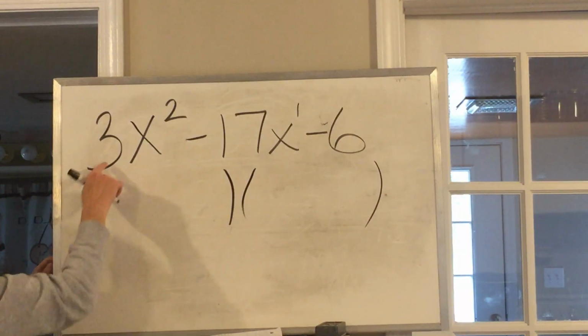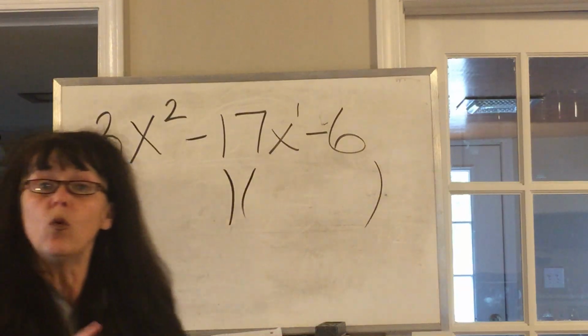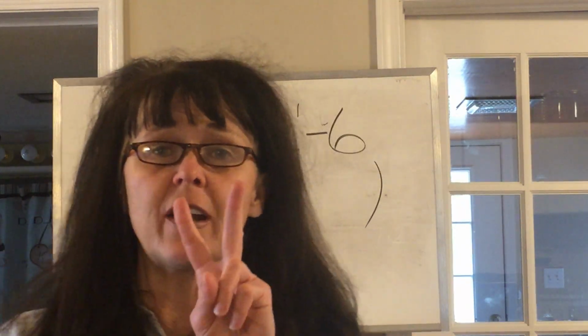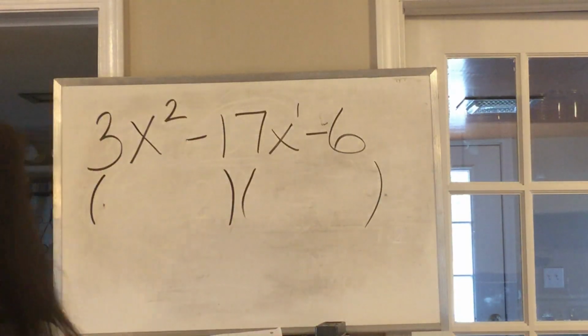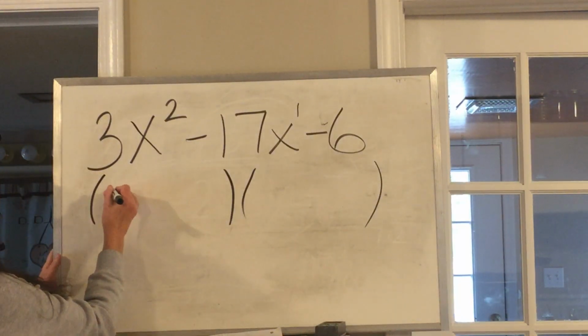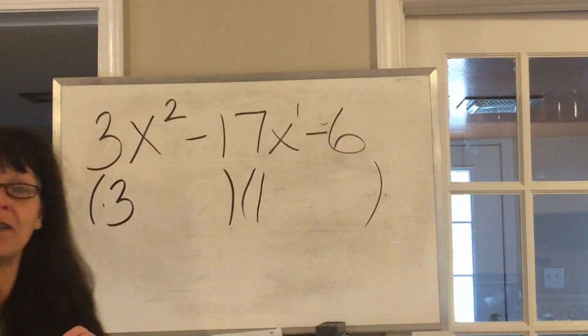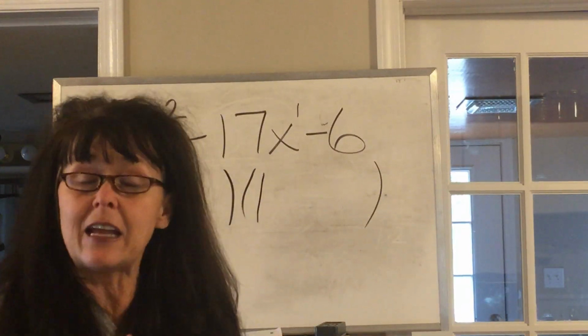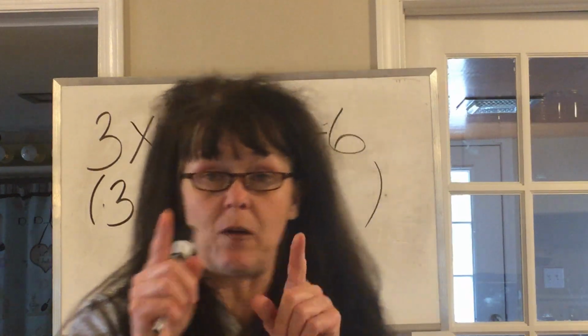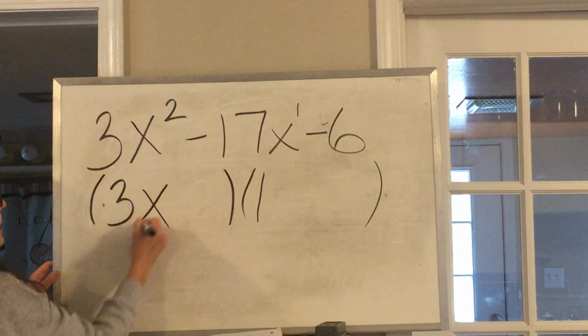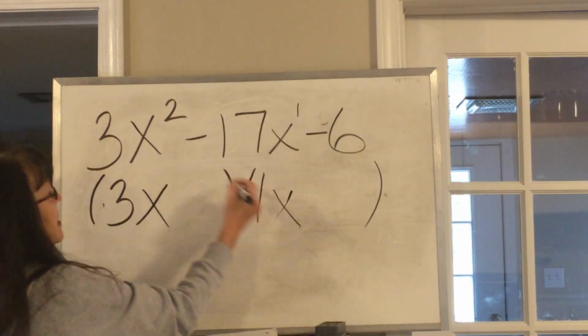Now, look at the 3. It's a prime number. What's the definition of a prime number? It only has 2 factors, itself and 1. So we don't have much of a choice there. So let's use 3 times 1. So 3 times 1. Now, could you have used 1 times 3? The answer is absolutely. That would have worked too. X squared is x times x.